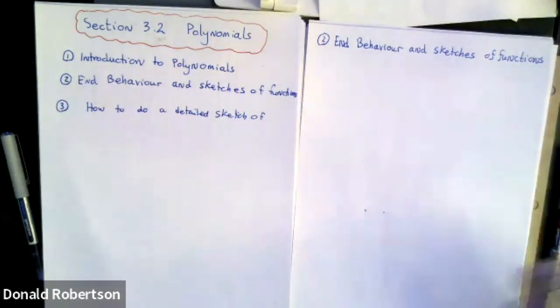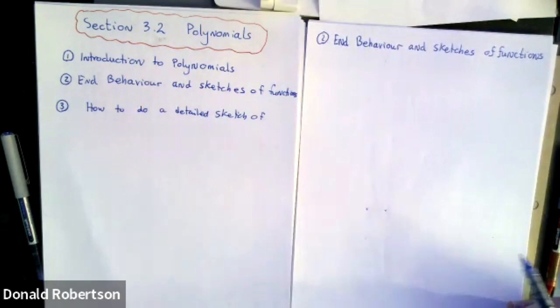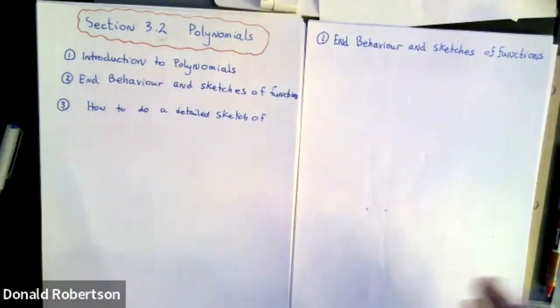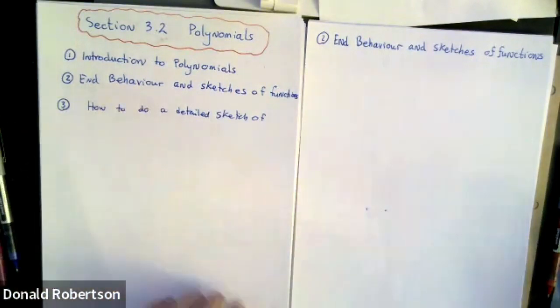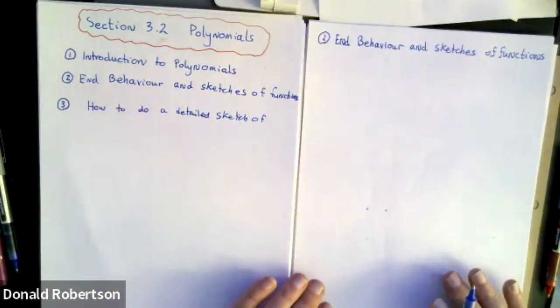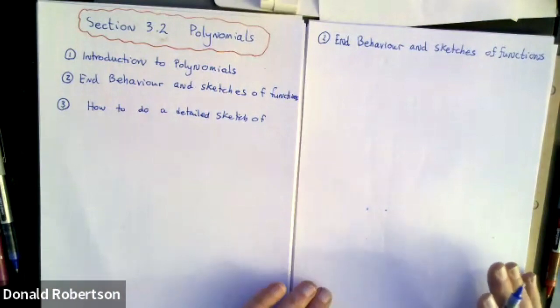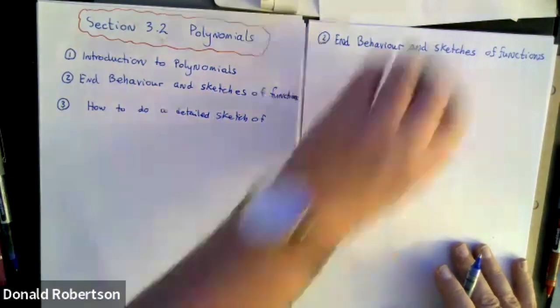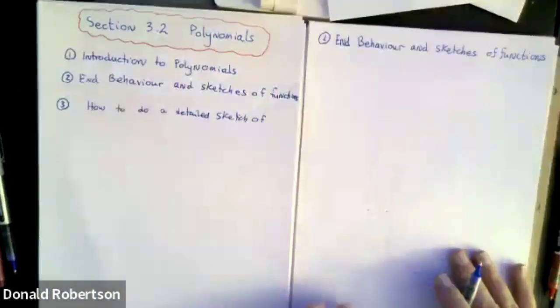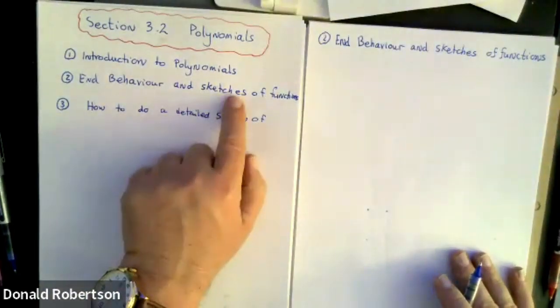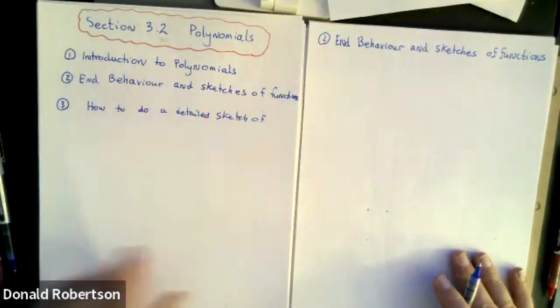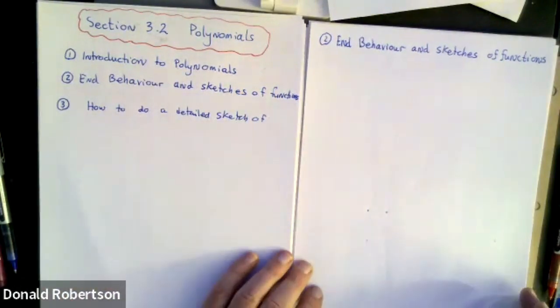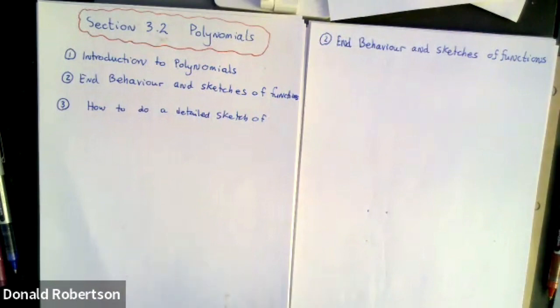Well, hello everyone. We are moving on to our second topic from section 3.2, polynomials. And we're going to look at what we describe as end behaviour. We're also going to look at how to make pretty basic sketches of polynomials, so nothing too big. And then continuing from the sketching idea, we then move on to how to do a more formal sketch of a polynomial, essentially.